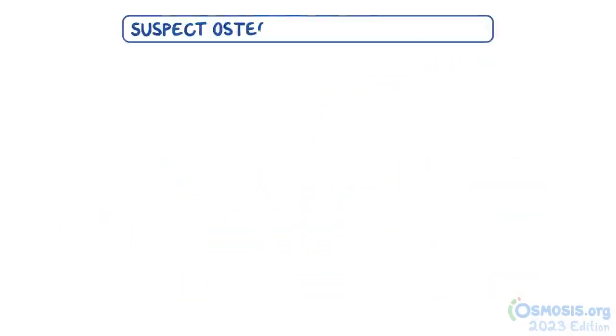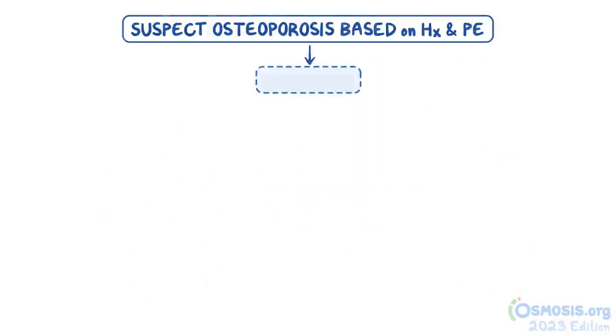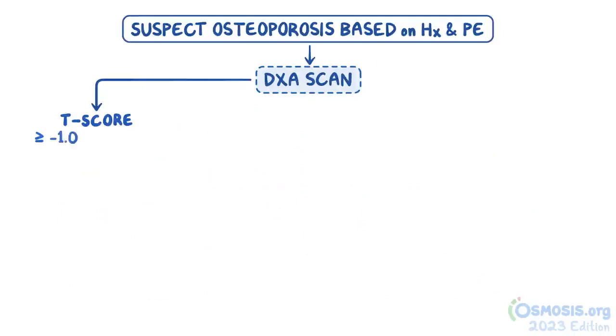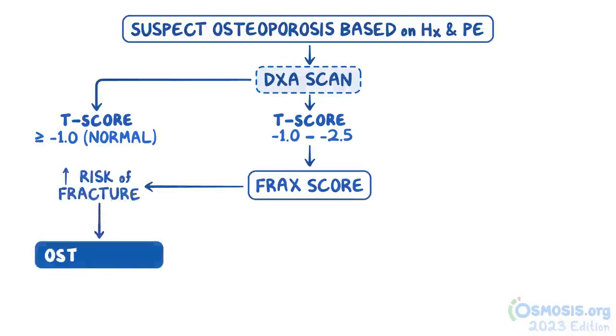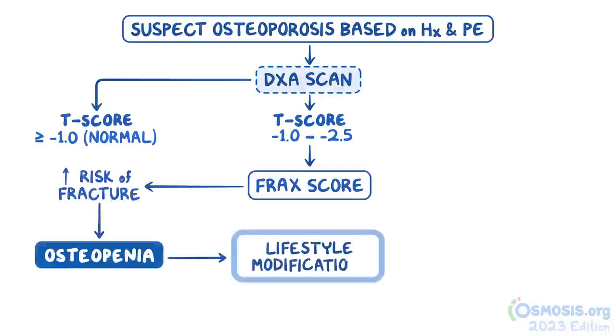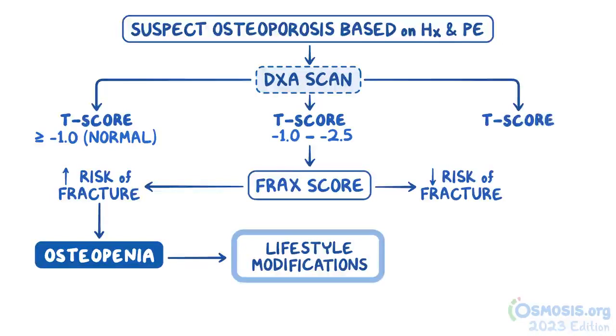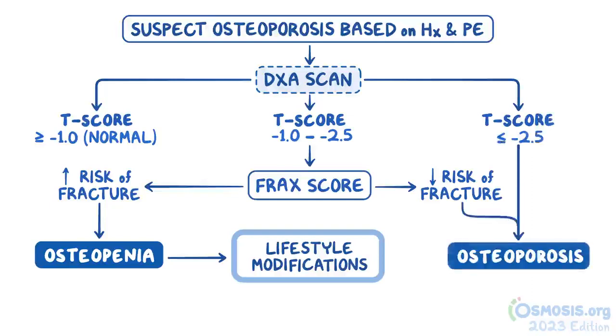All right, as a quick recap, if you suspect osteoporosis based on history and physical exam, order a DEXA scan. A T-score of -1.0 or greater is normal. If the T-score is between -1.0 and -2.5, calculate a FRAX score. If it doesn't show a high risk of fracture, diagnose osteopenia and encourage lifestyle modifications, but if the FRAX score reveals a high risk of fracture, or the T-score is -2.5 or lower, diagnose osteoporosis.